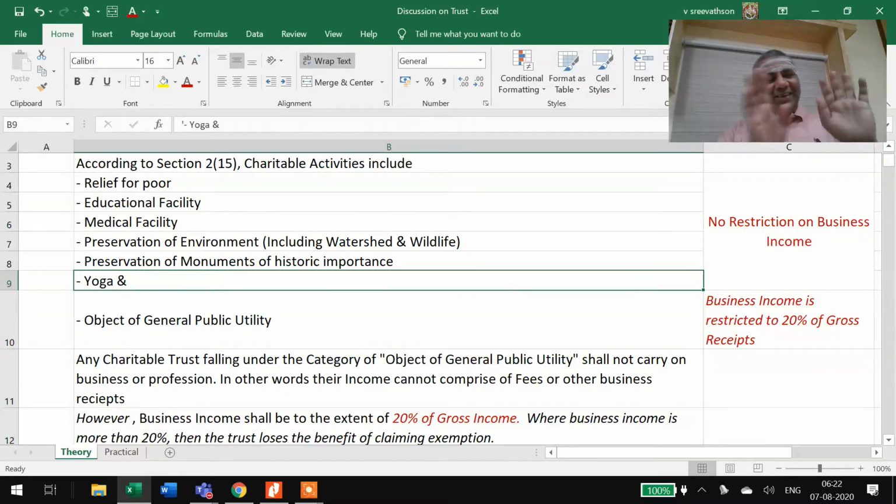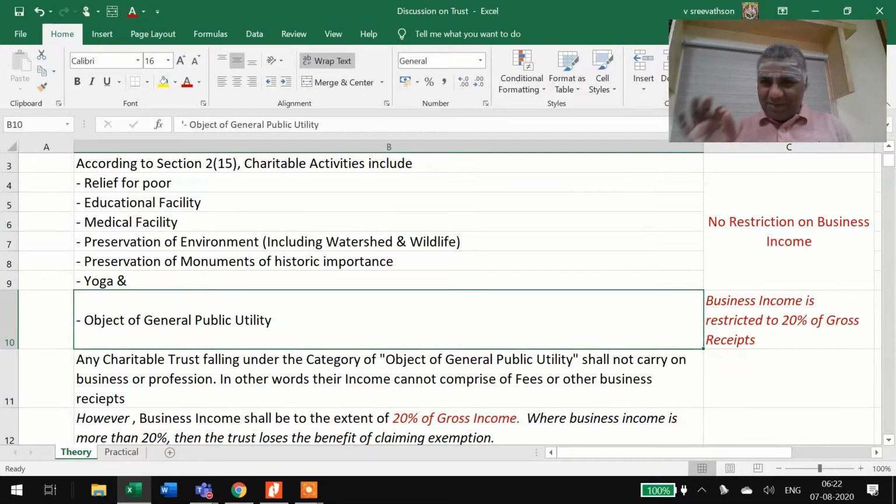Oh, now I know this. What is this 20%? Now you will never forget what this 20% is. This 20% is only for charitable organizations falling under the last limb, that is, object of general public utility.